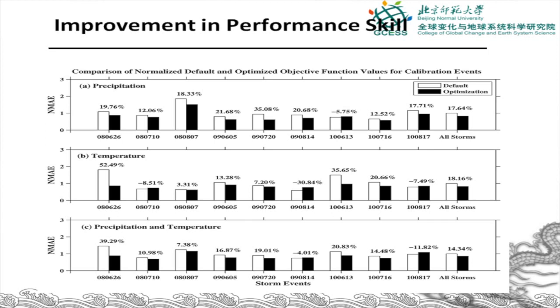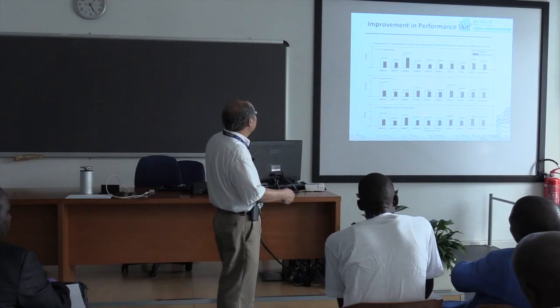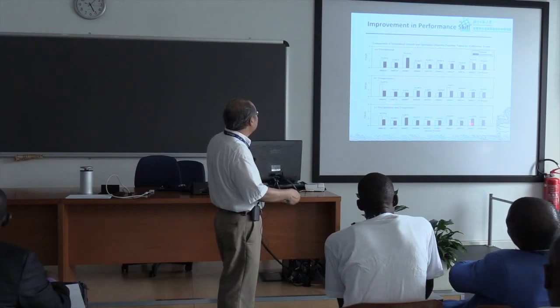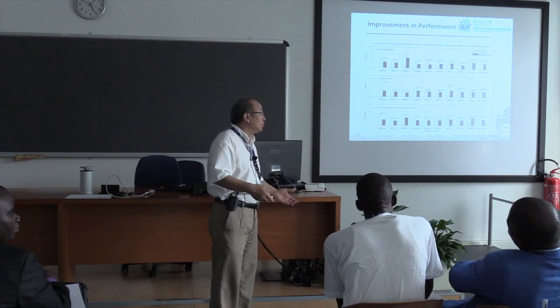And this is optimizing the temperature only. Also, it has big improvement in most cases, but occasionally you have degradation for a particular event. Overall, you get about 18% improvement. And then this is optimizing both, and you can see also improvement, except in 2 events it doesn't improve.